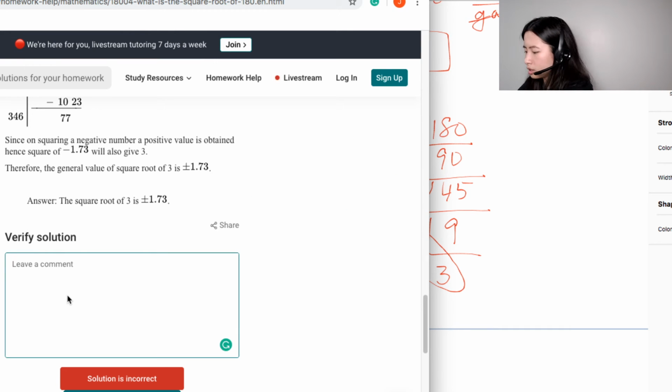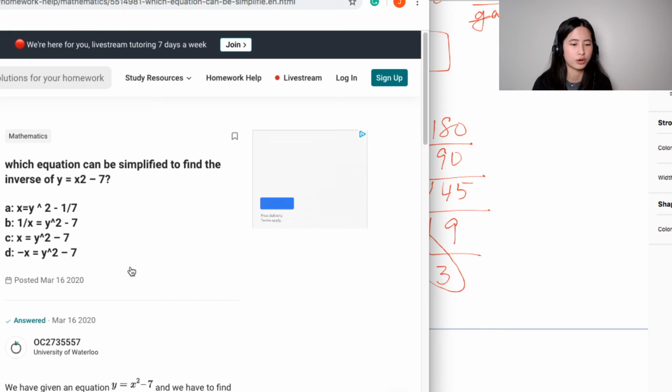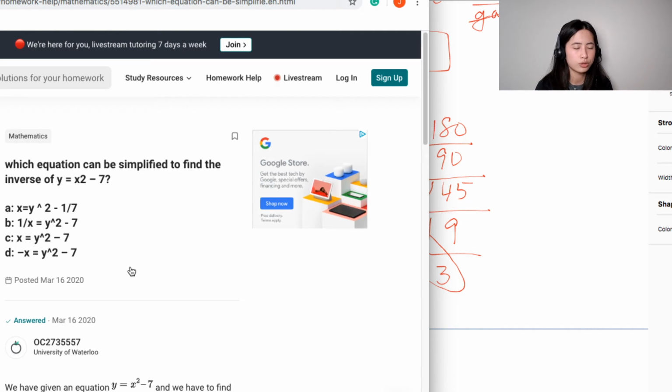Okay, so the answer should be 6 square root of 5. Okay, so the solution is incorrect. Okay, let's move on to this question.